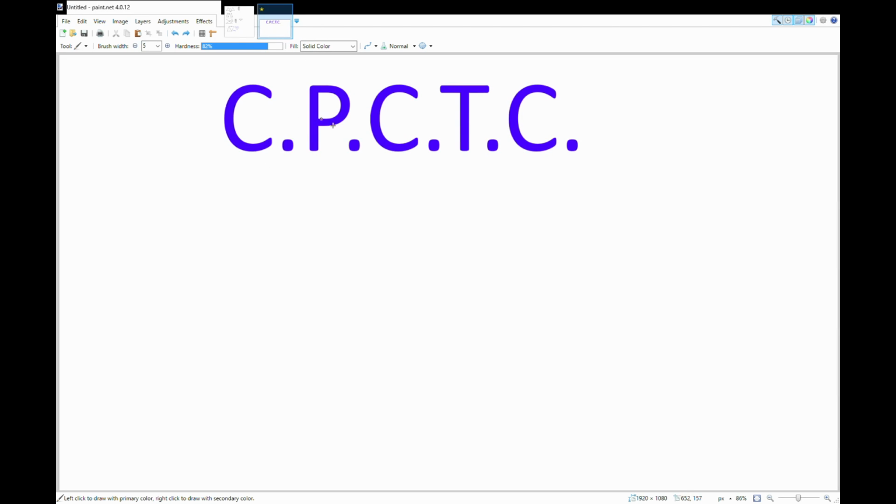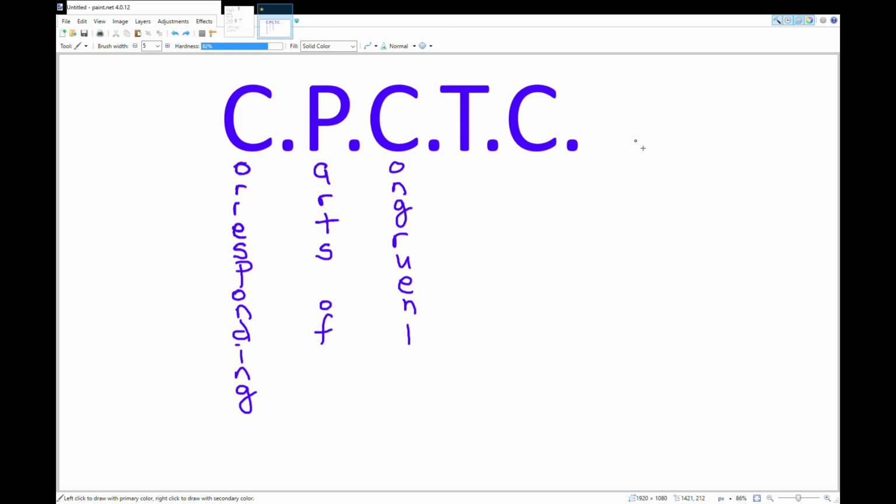Today we're going to learn about C.P.C.T.C. Now you might be thinking, what the heck is that, Mr. Yost? Well, let me show you what it stands for. I'm going to write this really fast, so here we go. Corresponding parts of congruent triangles are congruent. C.P.C.T.C. Corresponding parts of congruent triangles are congruent.